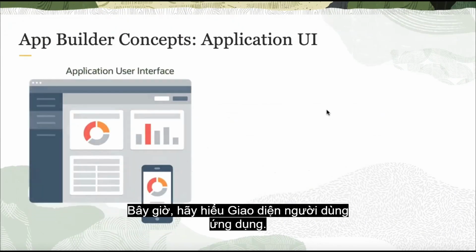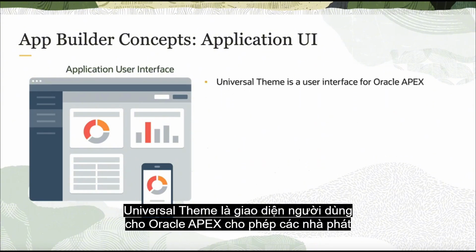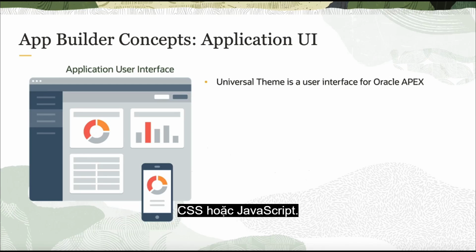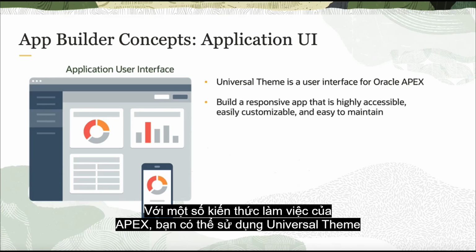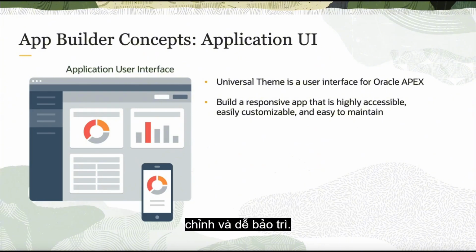Now let's understand application user interface. Universal Theme is a user interface for Oracle Apex that enables developers to build modern web applications without requiring extensive knowledge of HTML, CSS, or JavaScript. With some working knowledge of Apex, you can use Universal Theme to easily build a responsive application that is highly accessible, easily customizable, and easy to maintain.